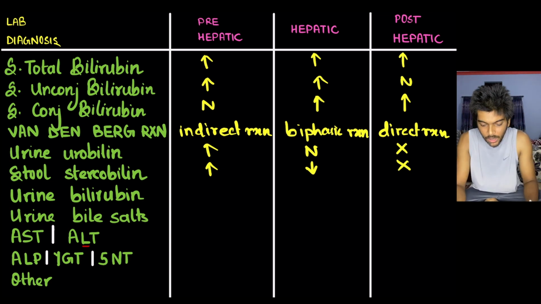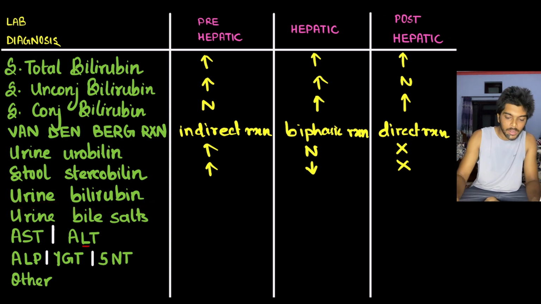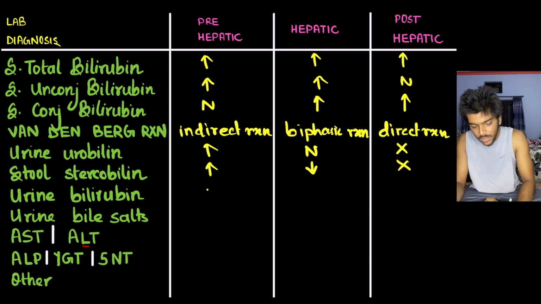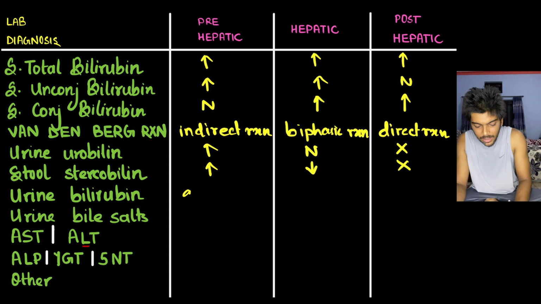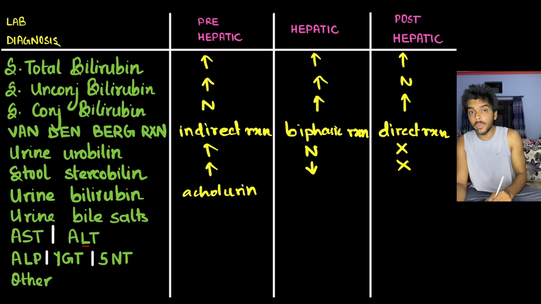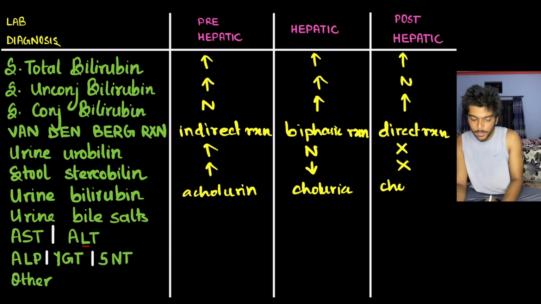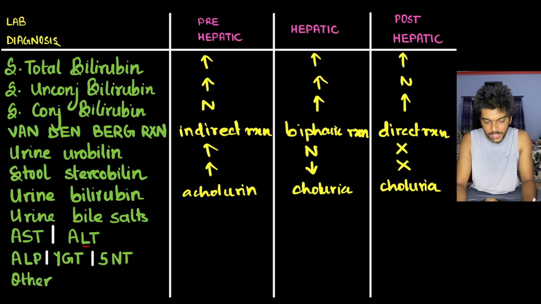Okay, now urine bilirubin. In prehepatic jaundice, unconjugated bilirubin has risen, and unconjugated bilirubin is bound to albumin. It is not excreted into the nephron. So there is no urine bilirubin detected, which is referred to as acholuria. In hepatic jaundice, there is conjugated bilirubin. It can enter the urine. So there is choluria. In post-hepatic, there is conjugated hyperbilirubinemia. Conjugated can enter the urine. So choluria.